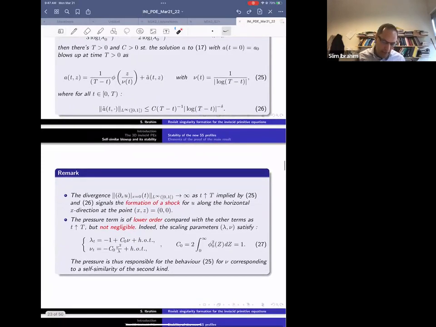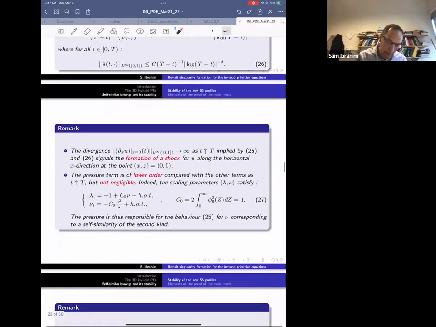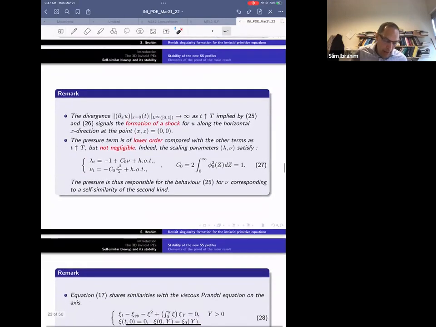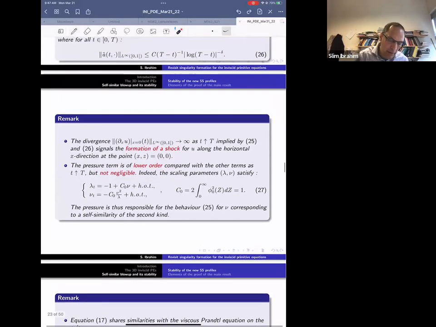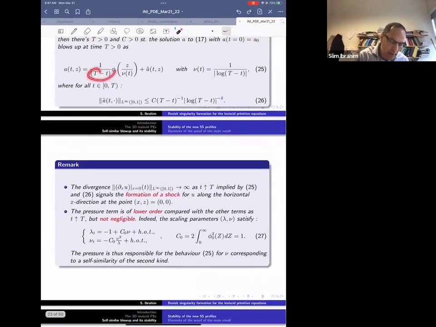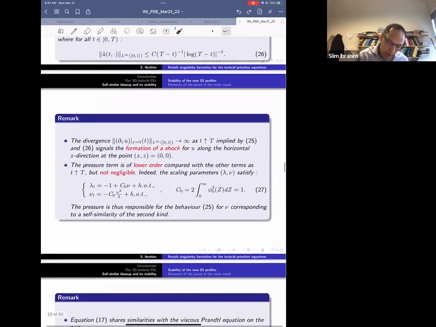The second observation: remember in the heuristic, this was the critical case in which the quadratic term and the pressure term were balanced. Even though they are of the same order, we show that the pressure is somehow lower order. Indeed, these scaling parameters, lambda and mu, here, we write the differential equations for these. We follow the dynamics.